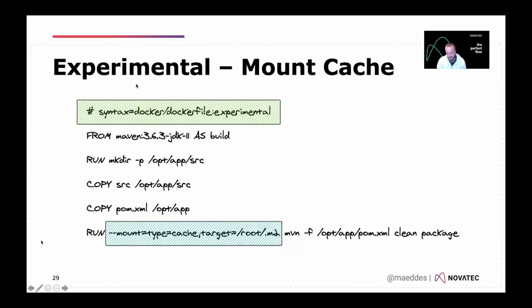Another cool thing is that it allows so-called experimental images to be used. For example, this one, which allows you to cache a certain step and read or write contents to the file system outside of your container. This wasn't possible before.